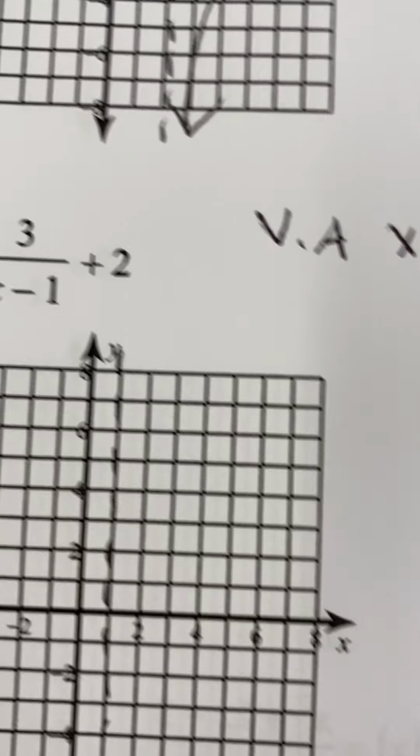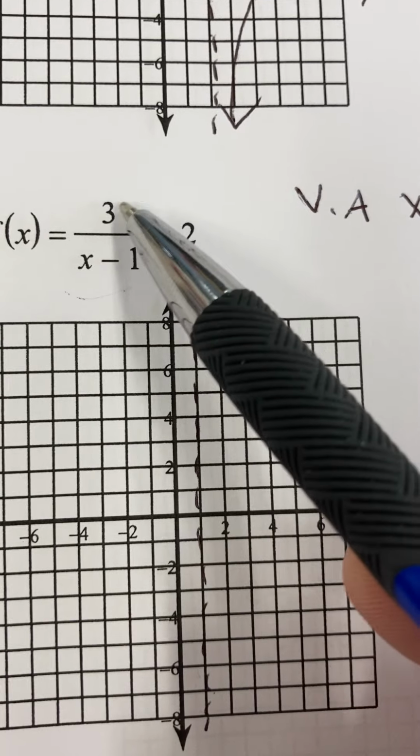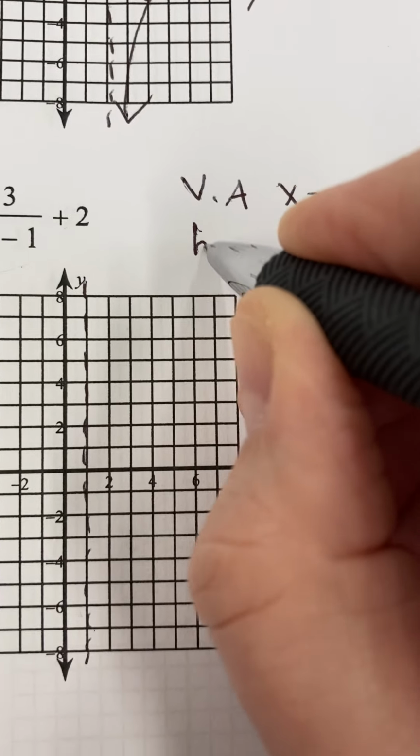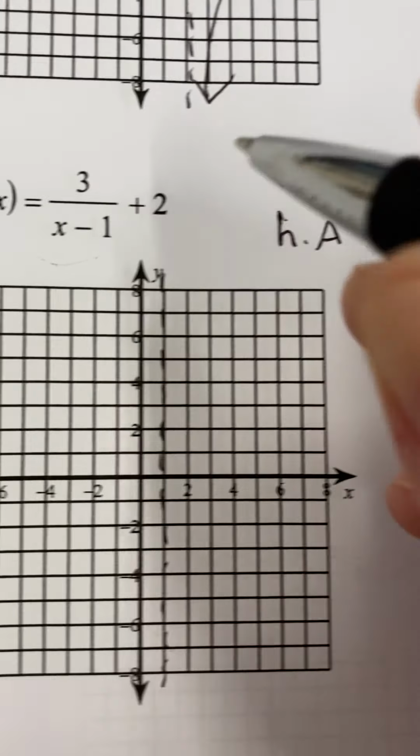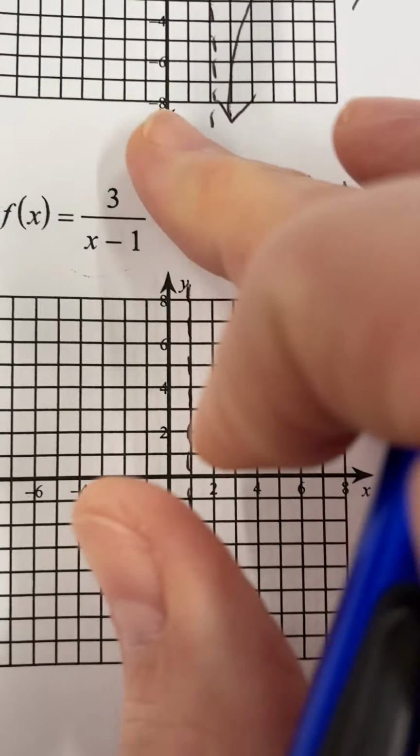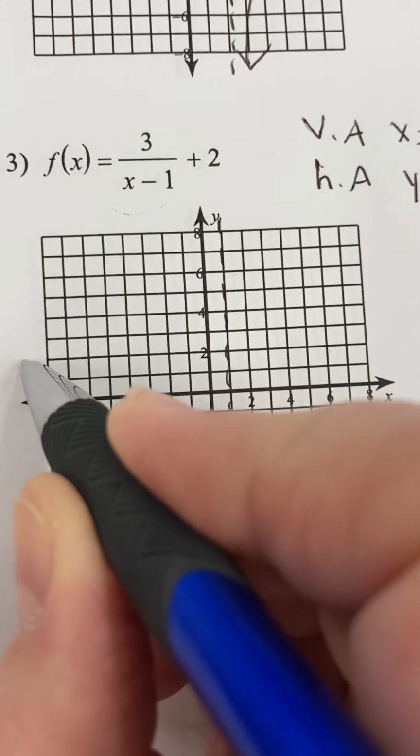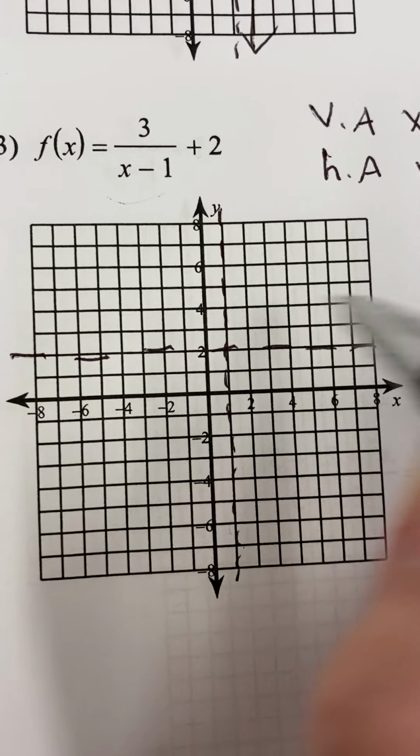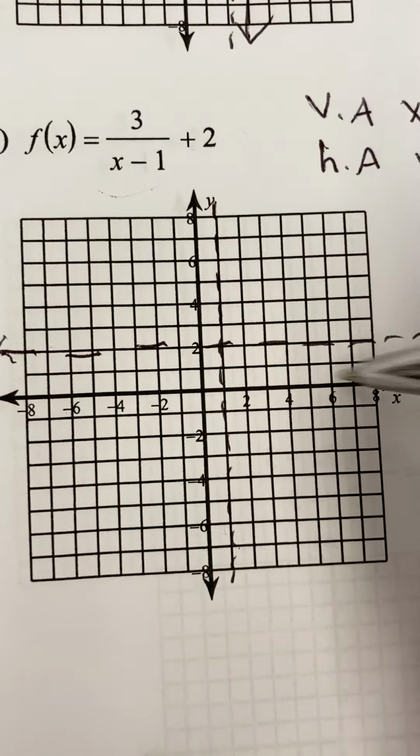To get my horizontal asymptote, again, my denominator has a larger degree than this one because it's 0, but I have a shift of 2. So my horizontal asymptote is really going to be y equals 2. Normally, it would be y equals 0, but I am shifting it up 2. So I have it right here. Okay, those are my asymptotes. And again, I have this quadrant, this one, and this one.